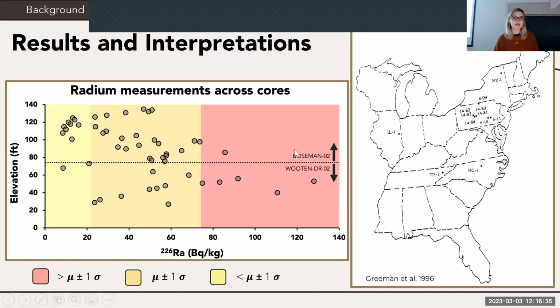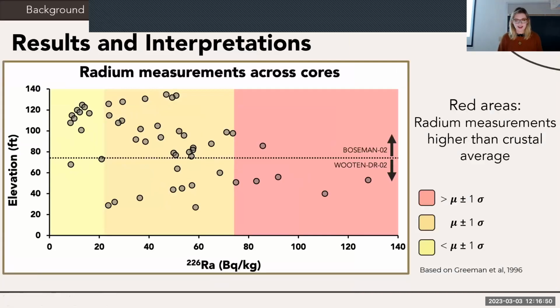This is everything above 1 standard deviation. This is everything below. So we can see from this that there are multiple elevations that have radium measurements significantly higher than the crustal average. And yeah, that's right here.